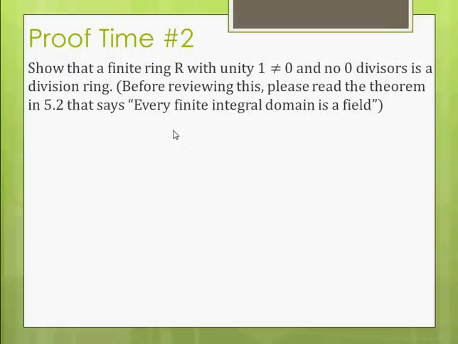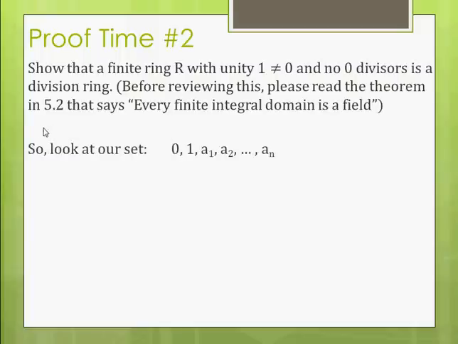Proof time 2. Show that a finite ring R with unity not equal to 0, no zero divisors, is a division ring. This one, please, if you're using the same book as I'm using, please look at the theorem. It says theorem section 5.2. It's a section in integral domains, and it says that every finite integral domain is a field. Please read that theorem. It's really helpful. Even if you don't get it at first, stare at it for a while.